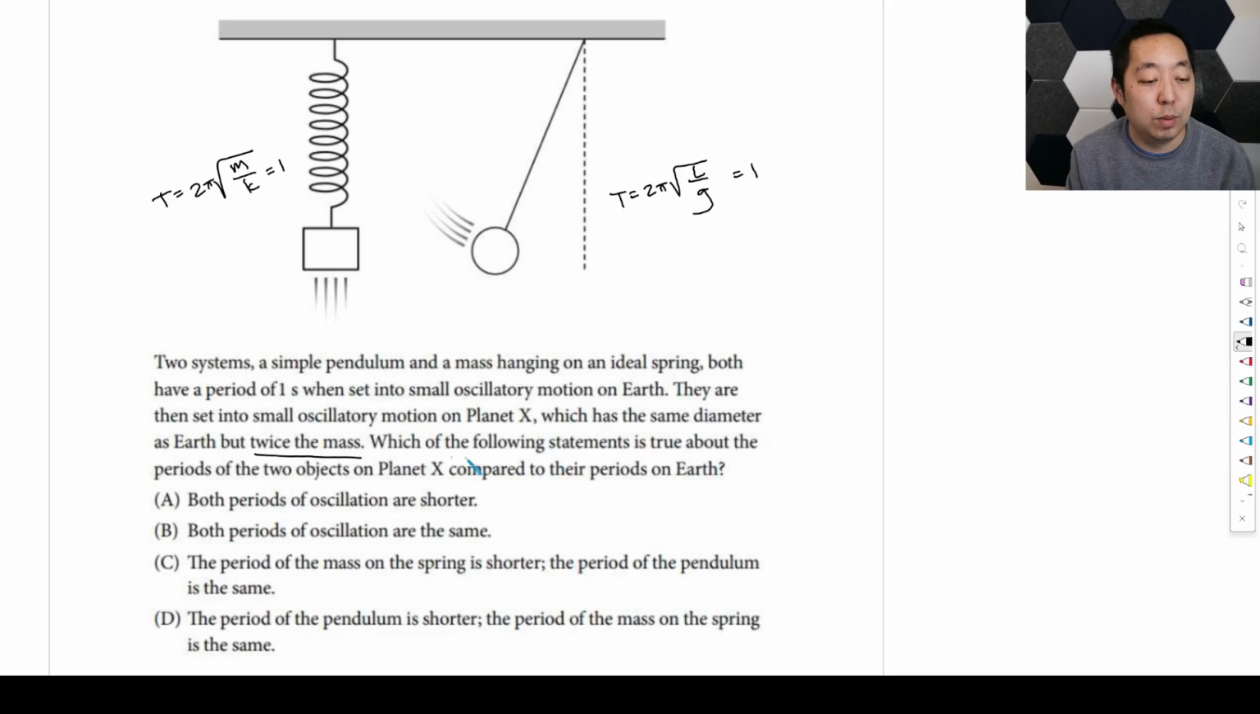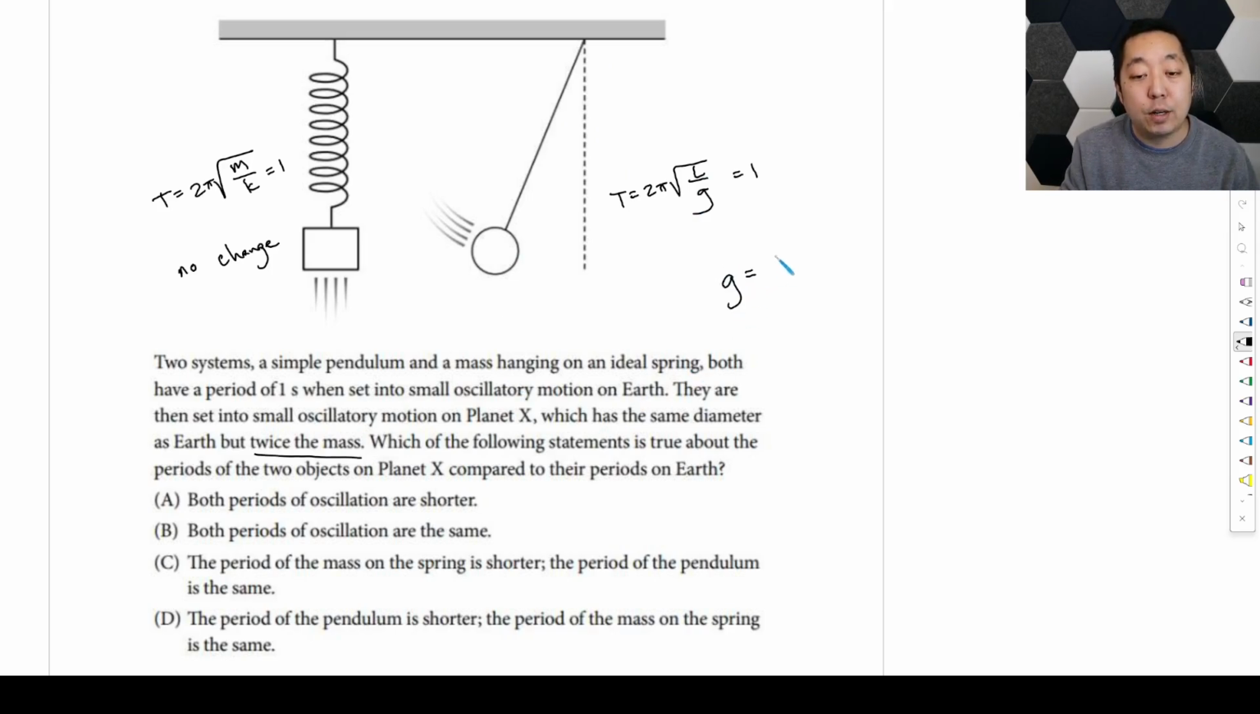Which of the following statements is true about the periods of the two objects on planet X compared to their periods on Earth? Well, here, the period is only dependent on the mass of the object, not the weight of the object, and the spring constant. We have not changed that. So this one is going to stay the same, no change when we move to a different planet. However, this one is going to have a different g. The length of the pendulum is the same because we haven't physically changed the pendulum. We're only changing the planet.